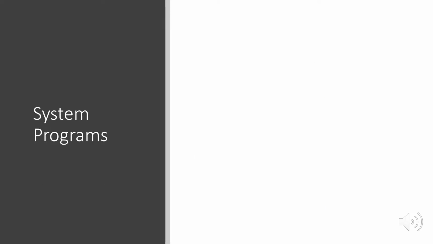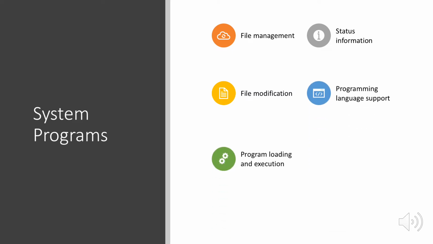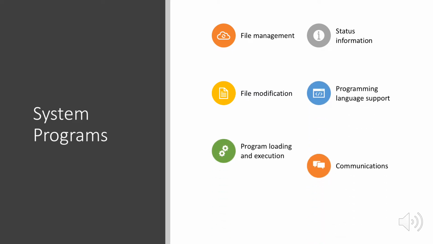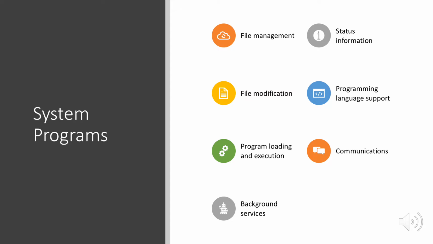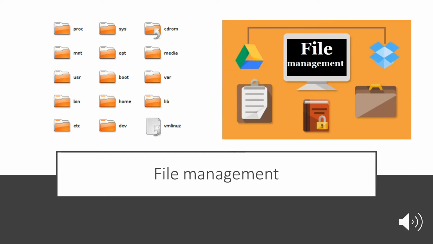System programs can be divided into the following categories: file management, status information, file modification, programming language support, program loading and execution, communication, and background services. File management. These programs perform file related operations like create, delete, copy, and rename.